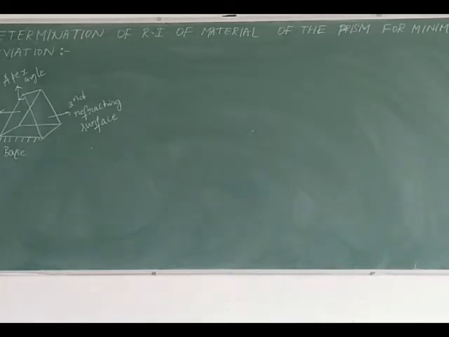If we locate this prism here, this is the first refracting surface and this is the second refracting surface. The light is incident on the first refracting surface and emerges from the second refracting surface. The angle between these two inclined refracting surfaces is called the angle of the prism or apex angle. And here this is the base of the prism.